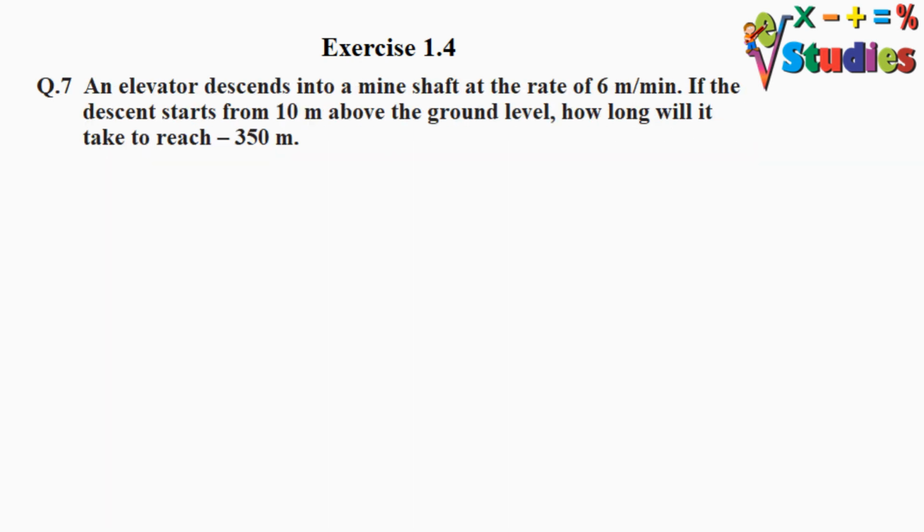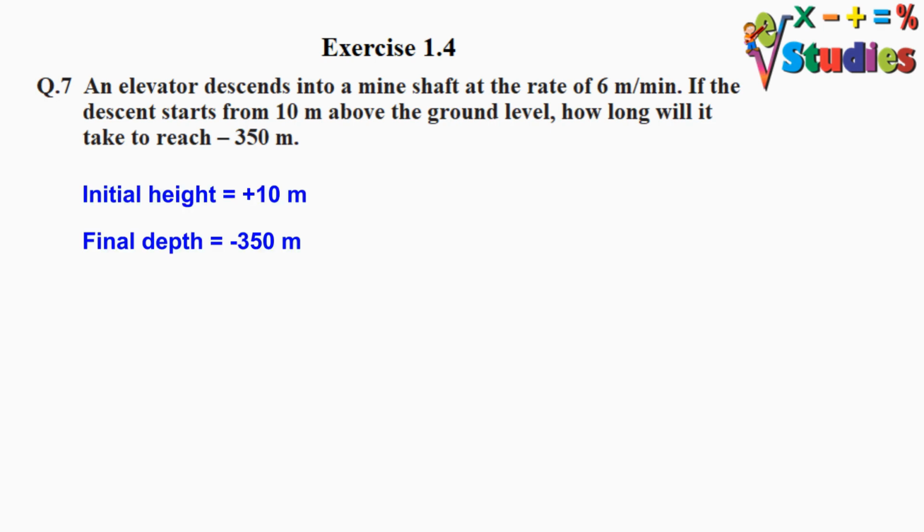Moving on towards the last question of this exercise. An elevator descends into a mine shaft at the rate of 6 meters per minute. If the descent starts from 10 meters above the ground level, how long will it take to reach negative 350 meters? Students, here they have given negative 350 meters. That means the elevator has to go down, below the ground.